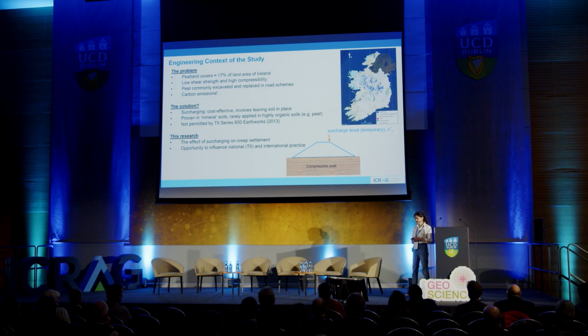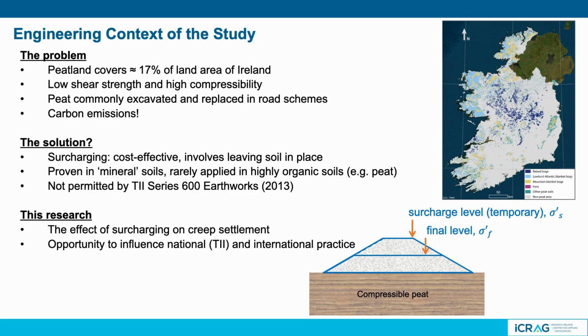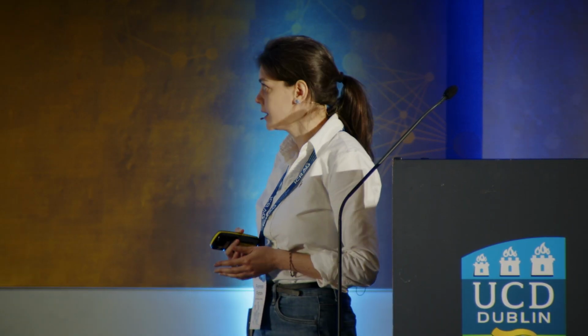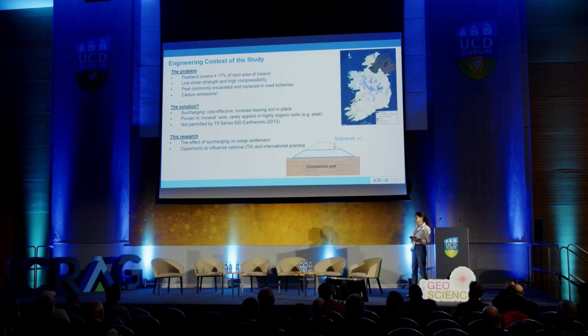Surcharging can be a solution. Surcharging is a cost-effective ground improvement method involving leaving soil in place by applying a maximum surcharge, which is higher than your final road level, for a short period of time. This causes your soil to be over-consolidated. The hypothesis is that the rate of settlement after removing that temporary surcharge will be reduced. It's highly proven in mineral soils, but rarely used in highly organic soil, and it's not permitted by TII to use this method in highly organic soils in Ireland, like peat soil.